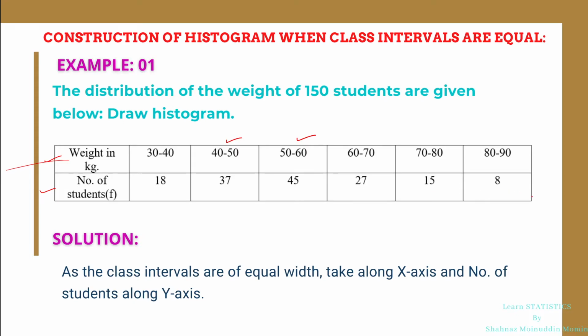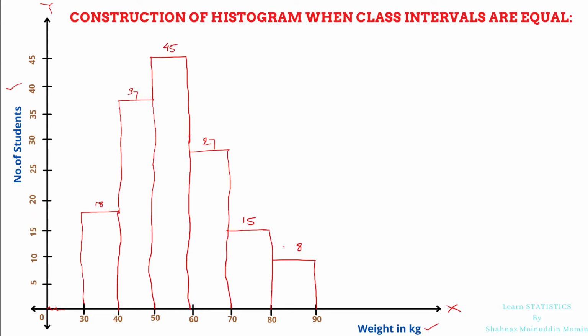So in this way we obtain the rectangles of different heights which are proportional to the frequency of weight in kilograms. The resulting diagram is known as histogram.